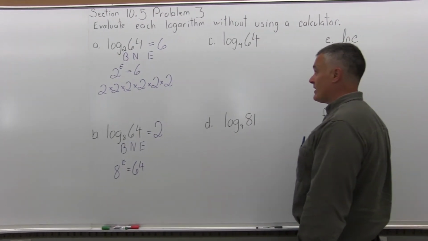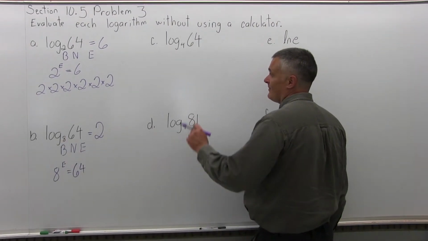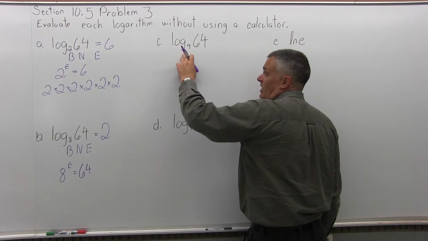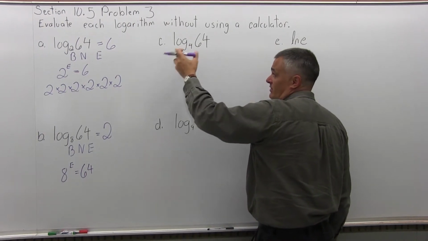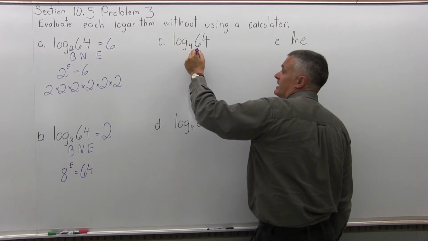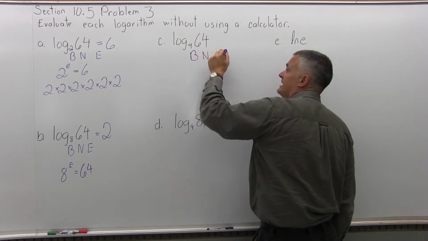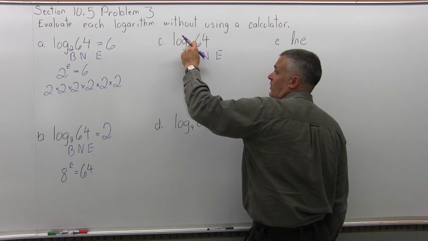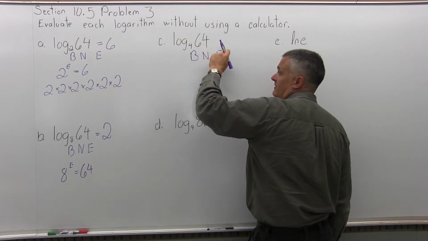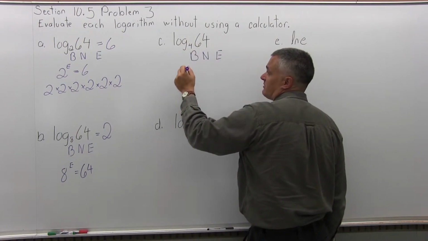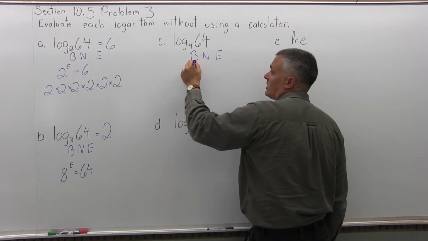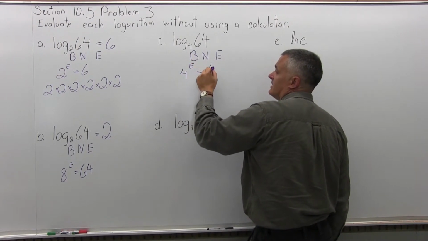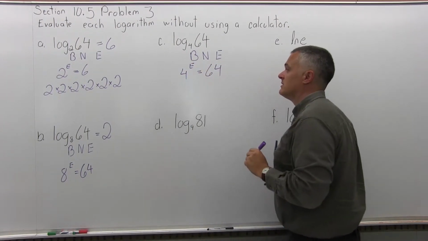Part C also has a 64 in it. It says solve log base 4 of 64 without using a calculator. So again, in its log form, this is b n e for base, number, exponent. The b for base is 4, the n for number is 64, and the e for exponent is unknown. So the base of 4 raised to some unknown exponent is 64.